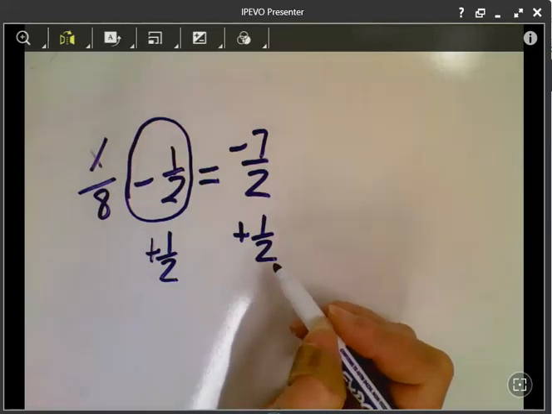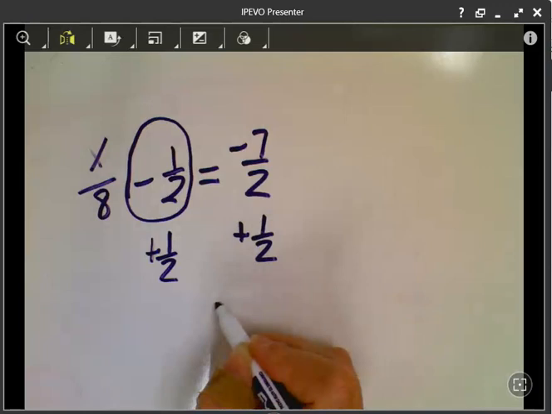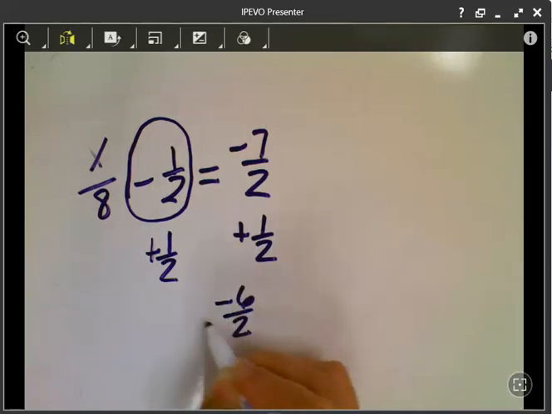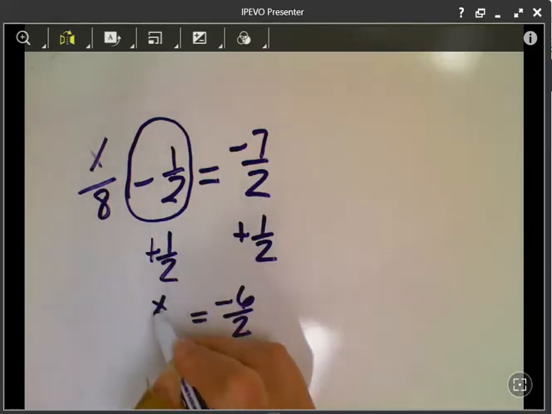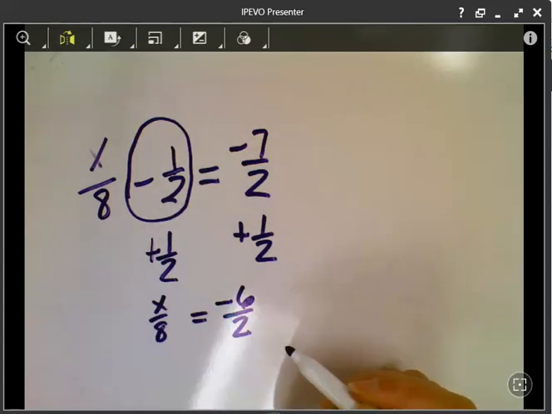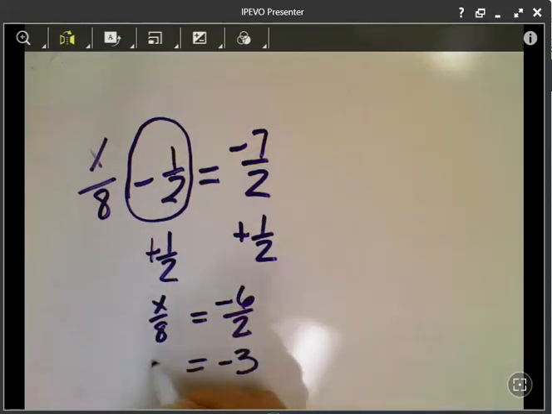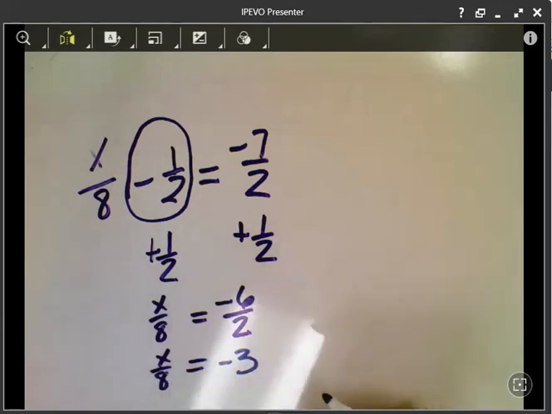When we do that, these will cancel. Negative 7 plus 1 is negative 6 halves. And that's going to equal my x over 8 because these will cancel and make a zero pair. This also then is negative 3 equals x over 8.